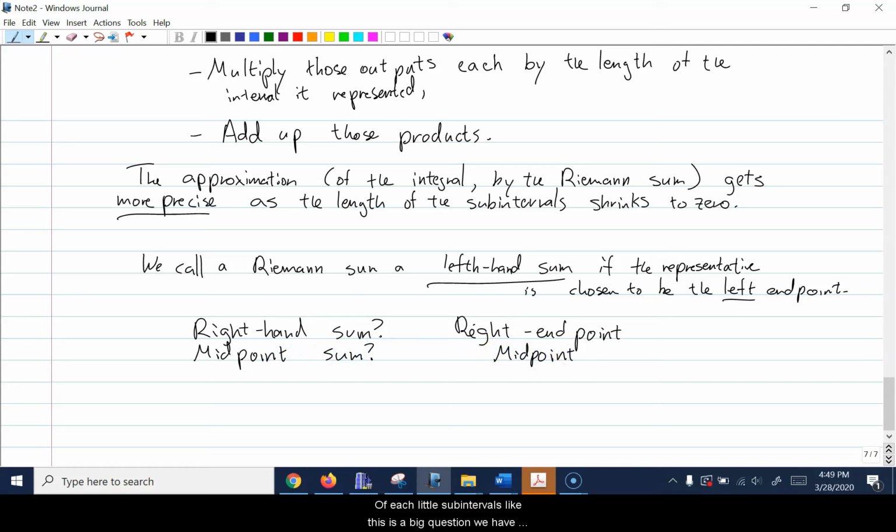This is the big question we have: to compute a Riemann sum, you cut it into pieces, and for each piece you need to choose what's the point that's going to be the representative of this interval. How do we make that choice? Well, the problem that I give you will usually give you some instructions on that.